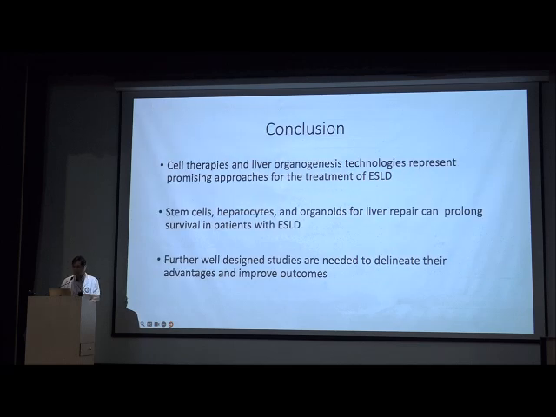So I conclude by saying that cell therapies and organogenesis represent a promising approach. Stem cells, hepatocytes, organoids can all prolong survival. We still need well-designed studies and maybe more of artificial intelligence and other forms to actually predict what the outcomes will be using these therapies.